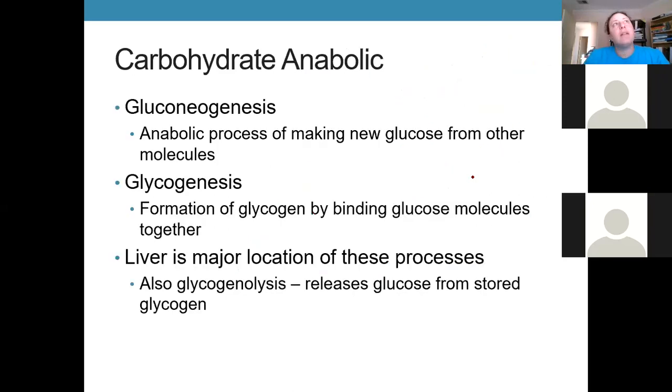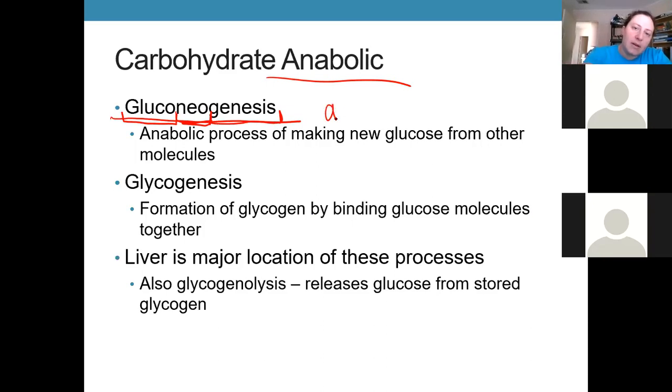When we look at what we do with glucose when we have more than we need, or how we keep extra around for when we're not getting it straight from the digestive system, we're looking at anabolic processes of carbohydrates. And what we do there is a couple of different things. So we can make new glucose from other organic molecules in a process called gluconeogenesis. So literally, gluco for glucose, neo for new, and genesis for formation. It just means making new sugar.